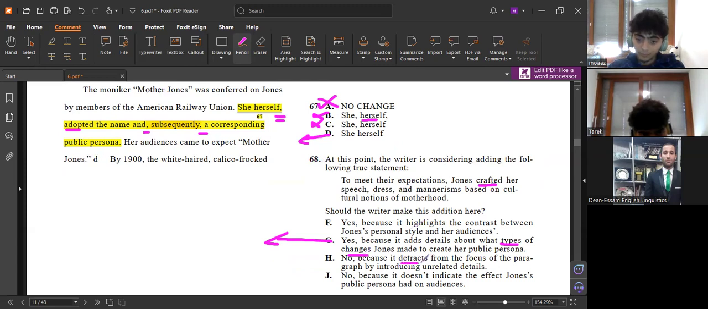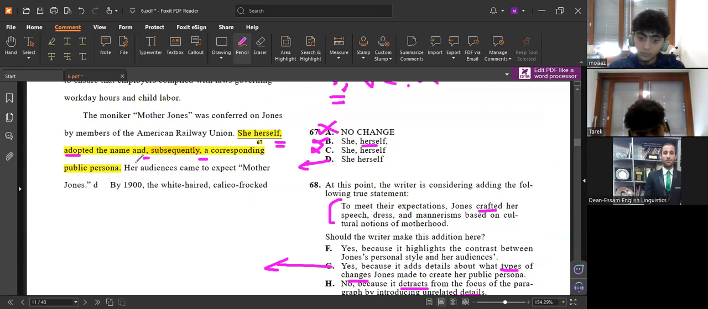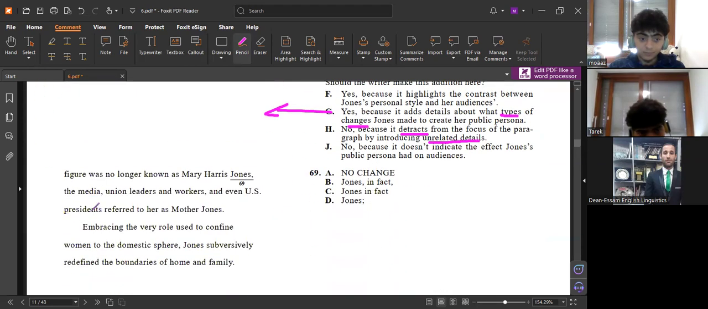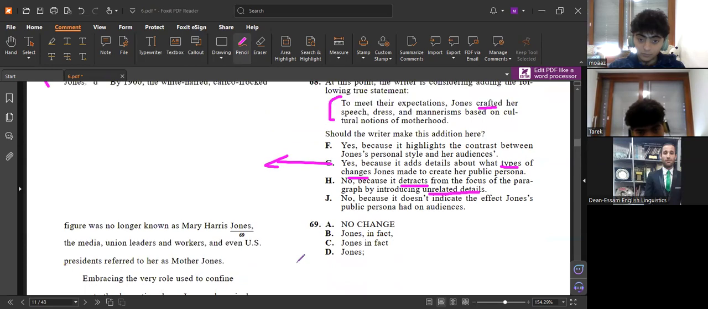Letter H, you said it detracts from the focus of the paragraph by unrelated details. Is it unrelated or is it related? It's related. Related to the paragraph. Yes or no? So related. That's why. How about 69? For 69, I put C. You make it C, but I don't think it's C now that I'm looking at it.